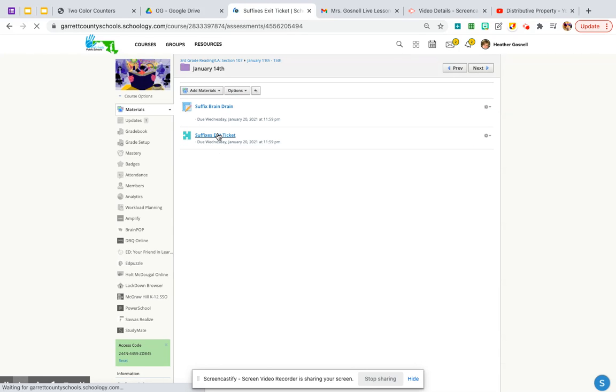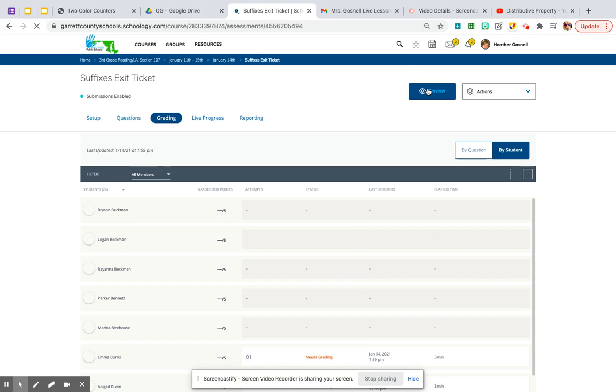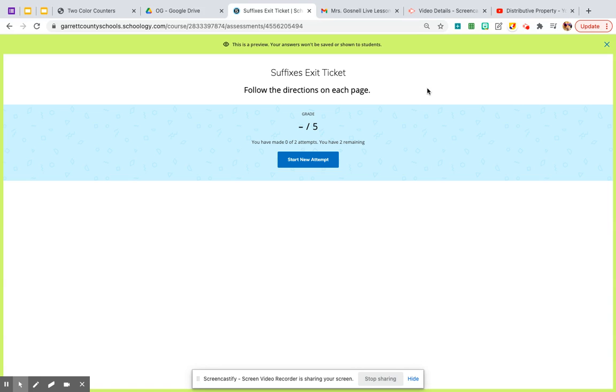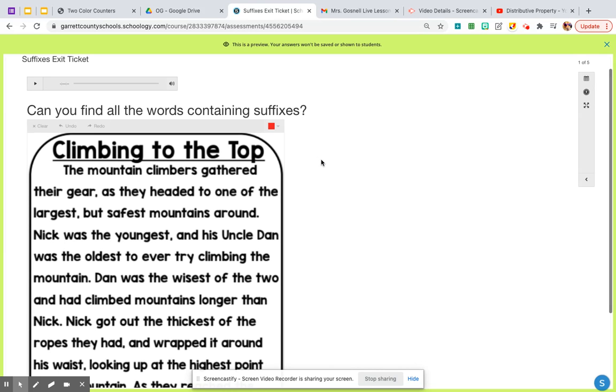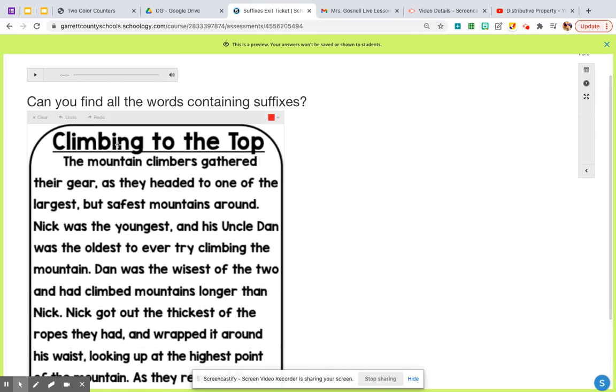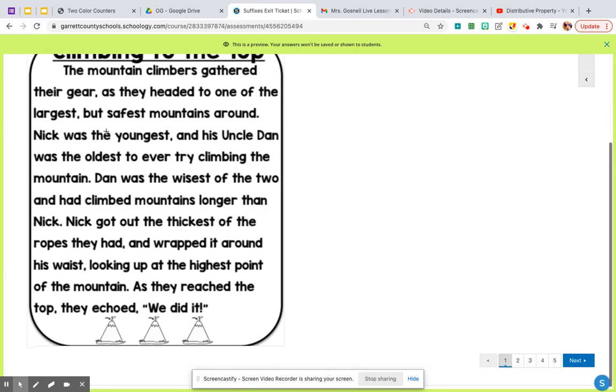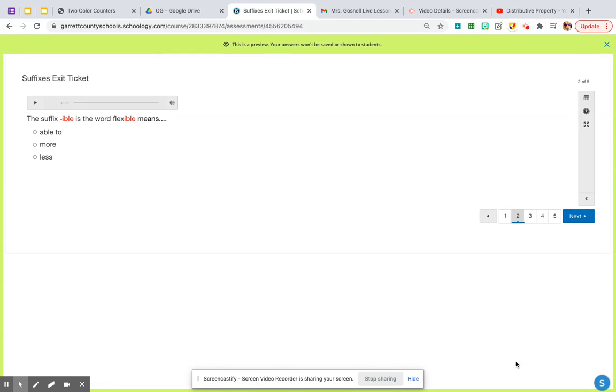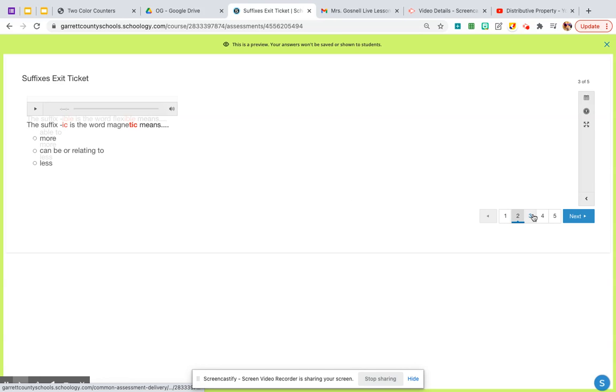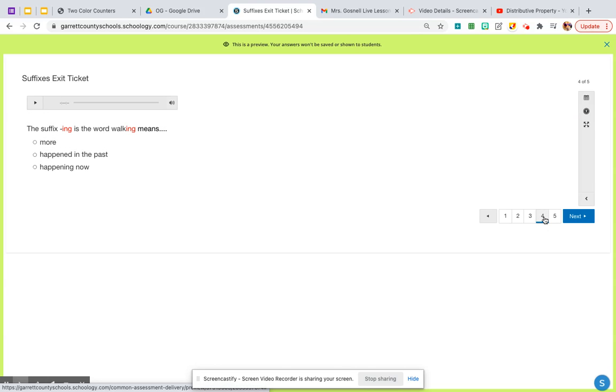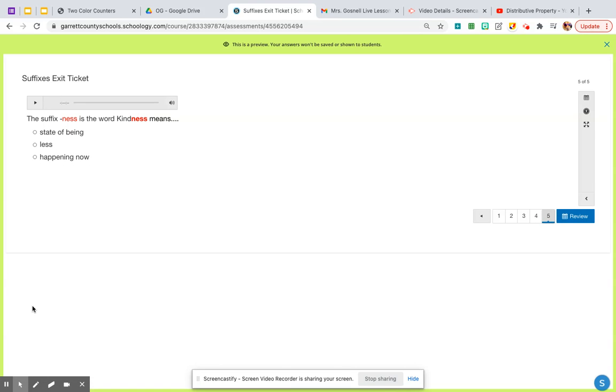exit ticket. Here you're going to have a review on suffixes that we have learned before and a little piece of literature. I want you to read through this and find all the words containing suffixes. Can you find them all? There's a few of them. And then your next questions are going to be about the suffixes we learned today. So able, what does that mean? When something is flexible, the suffix able in this word flexible means what? Able to, more or less. I read each question to you, so you should be able to find the answer to each. All right, I can't wait to see what you are capable of.